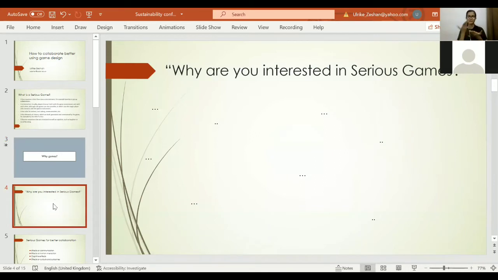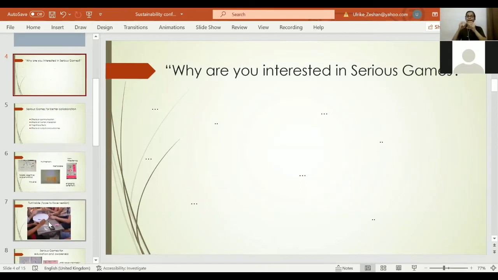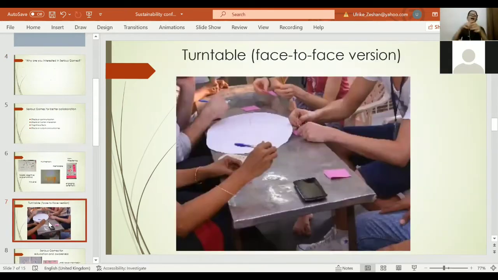So now at this point, we want to try a particular game. This game is called Turntable. It was originally a face-to-face game. Here you can see this is from one session. A turntable is a round thing that spins. Basically, you can see this white round thing in the middle.